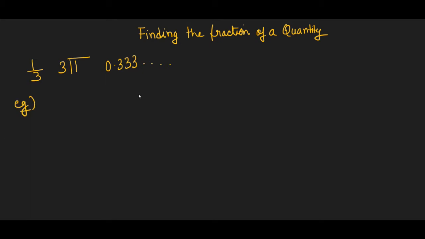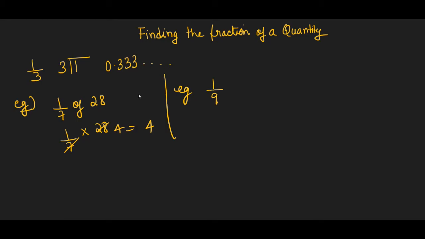So 1 by 7 of 28. So 1 by 7 into 28, you will get this as 4. Another example, children, 1 by 9 of 72. So 72 divided by 1 by 9, 9 8s are 72, this will be equal to 8.